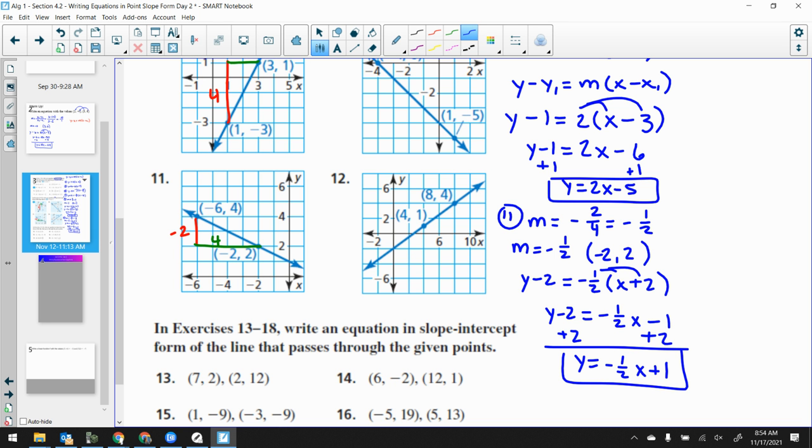I'm going to use negative 6 comma 4. Y minus 4 is equal to negative 1/2 x plus 6. You follow me so far? Distribute the 1/2. So y minus 4 is equal to negative 1/2 x minus 3. Half of 6 is 3. Negative times positive is a negative. Add the 4. Y is equal to negative 1/2 x plus 1. Same answer.